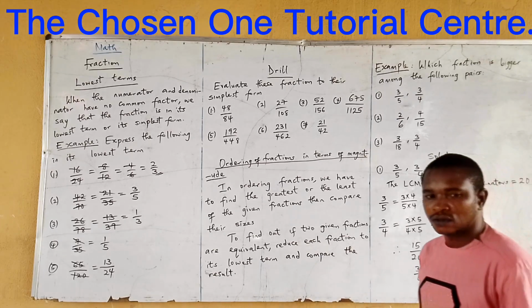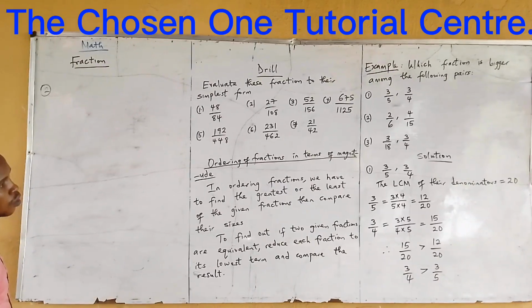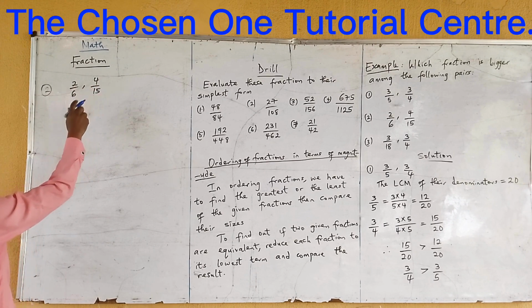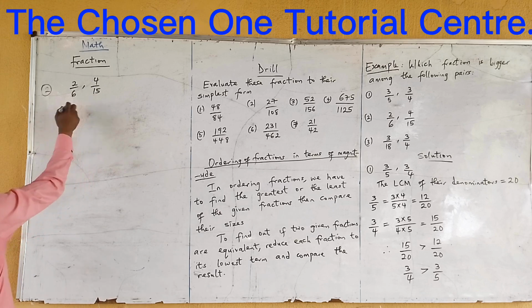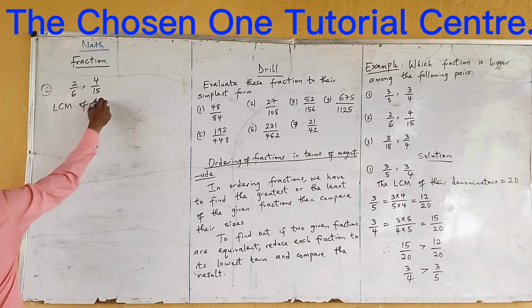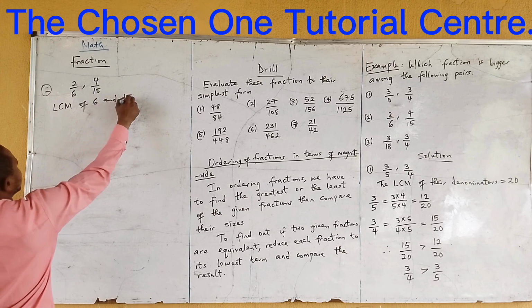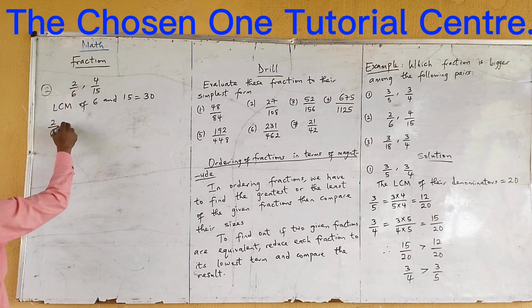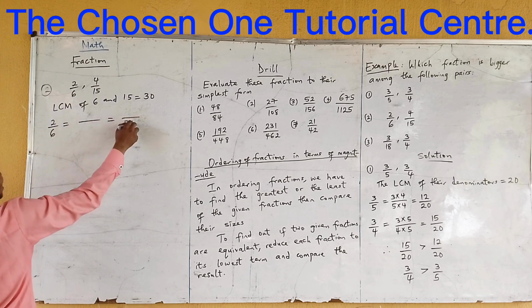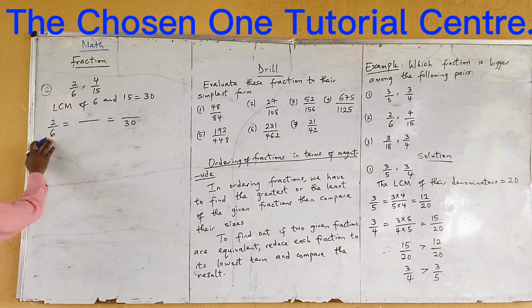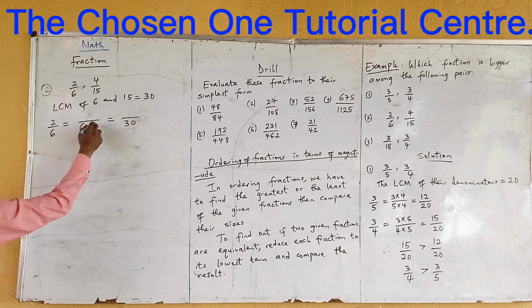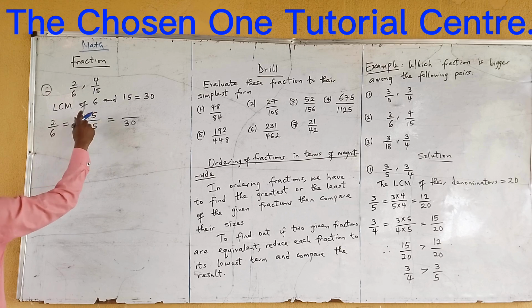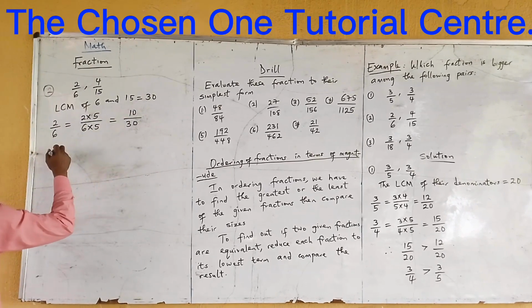So let's solve the second question. We want to compare 2 over 6 and 4 over 15. So we are going to repeat the same process. We are going to find the LCM. LCM of 6 and 15 is equal to 30. So we are going to multiply this fraction 2 over 6 in such a way that we are going to have 30 as the denominator. So for us to have 30, that means we are going to multiply 6 by 5. And don't forget, whatever you use to multiply the denominator, that's the same value you are going to use to multiply the numerator. So we are going to have 10 over 30.